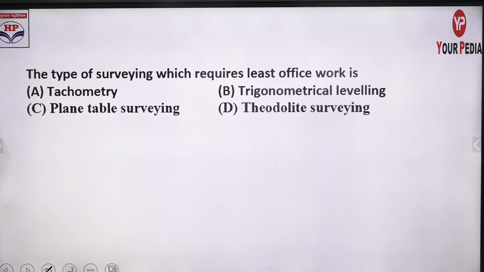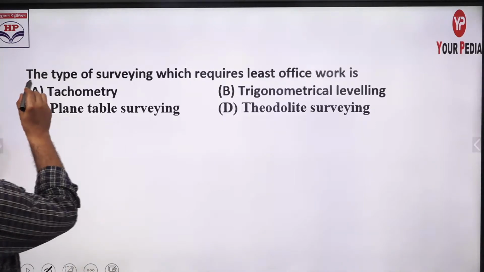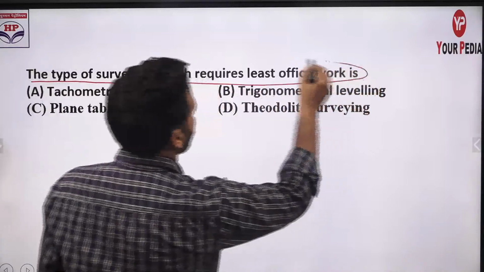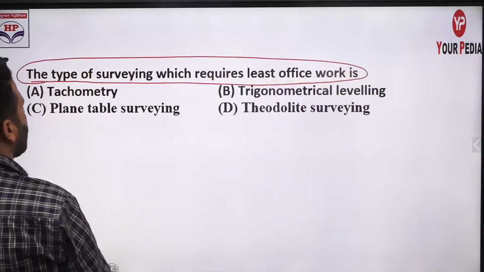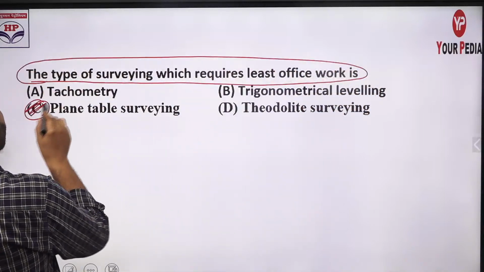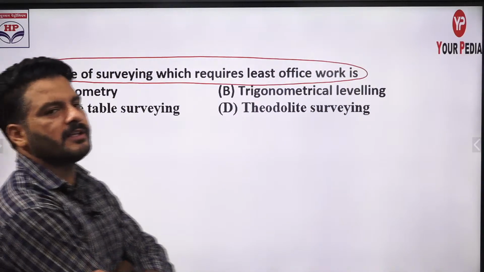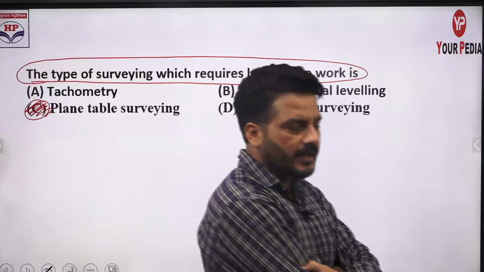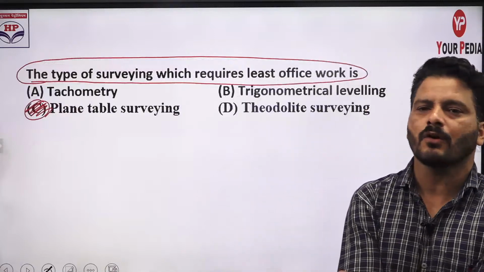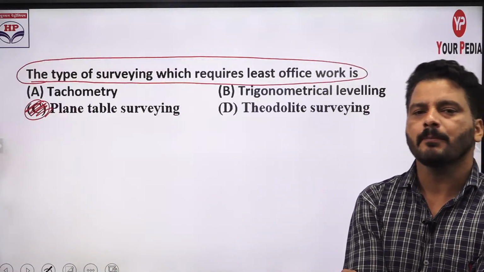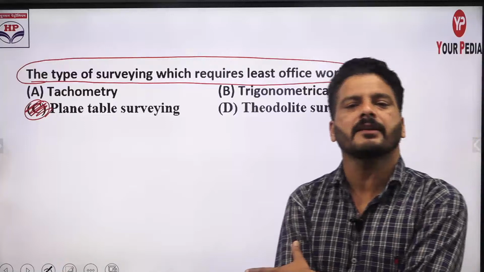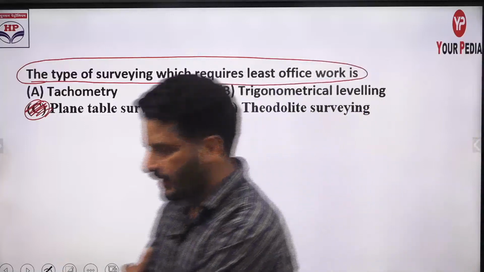Okay, next, the type of surveying which requires the least office work is, ऐसा सर्वेइंग जिसमें ऑफिस वर्क सबसे कम करना पड़ता है. The answer is plane table surveying. In plane table surveying we have to do the least office work, as sighting and plotting are done simultaneously in the case of plane table surveying.